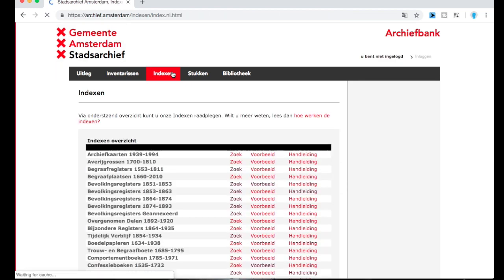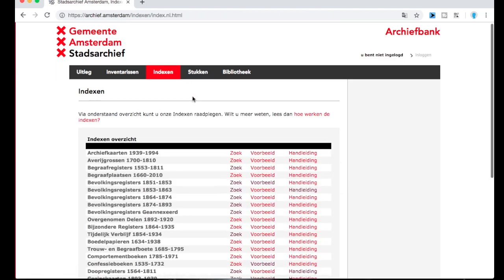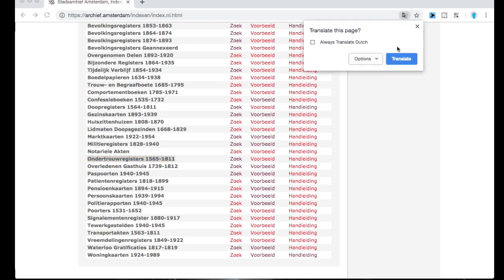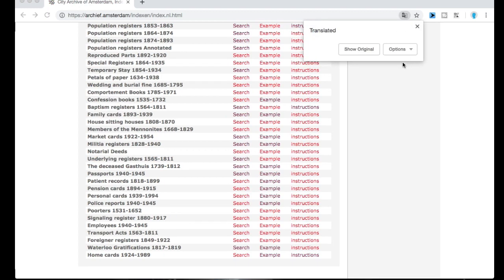But going back, so back to the index, the last one we're going to talk about, which is a really, really important catalog, and especially important because you can actually search it, and that is the Untitled registers, which translates to the underlying registers.